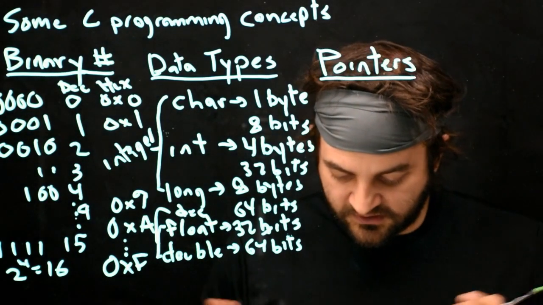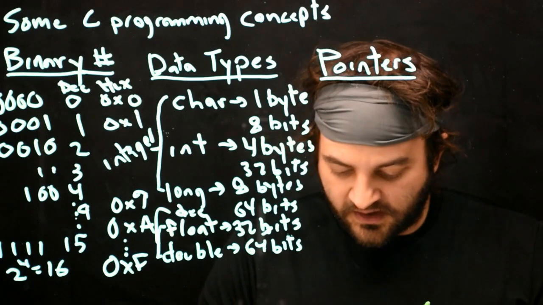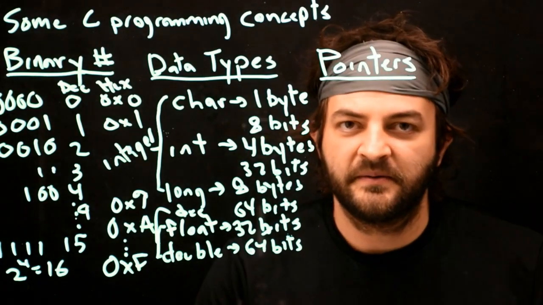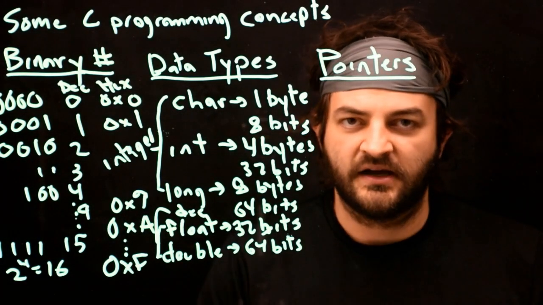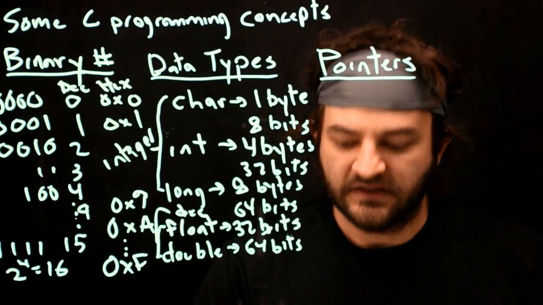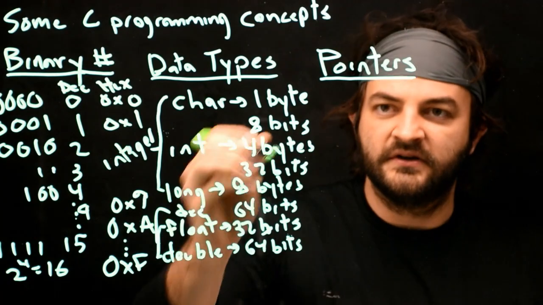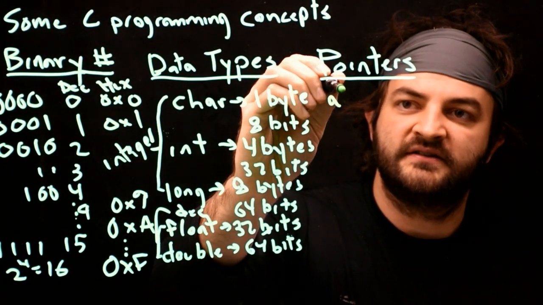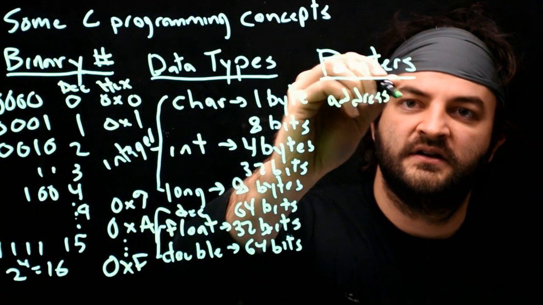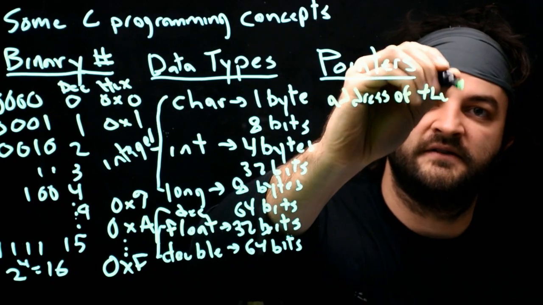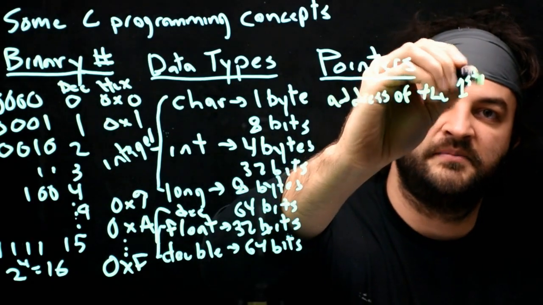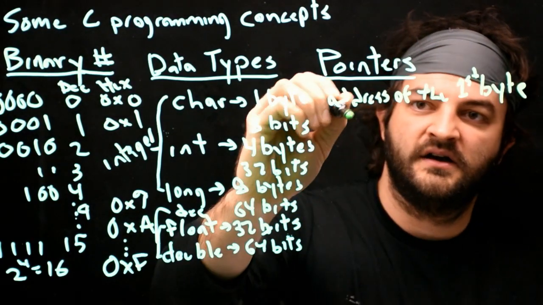Okay, the last thing we'll talk about in this video are pointers, and pointers in C are probably one of the more complicated topics that we'll have to talk about regarding C. A pointer is the address of the first byte of a variable.